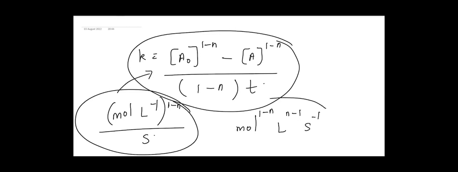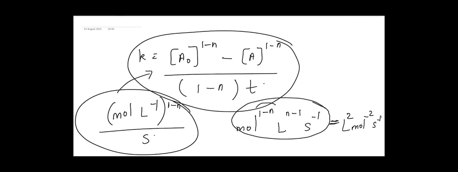Now this is the general unit for any rate constant. So if we substitute the value of n here, we get the unit of the rate constant of that particular reaction whose order is n. Now this is given in the question to be liter square, mole power minus 2, and second inverse.